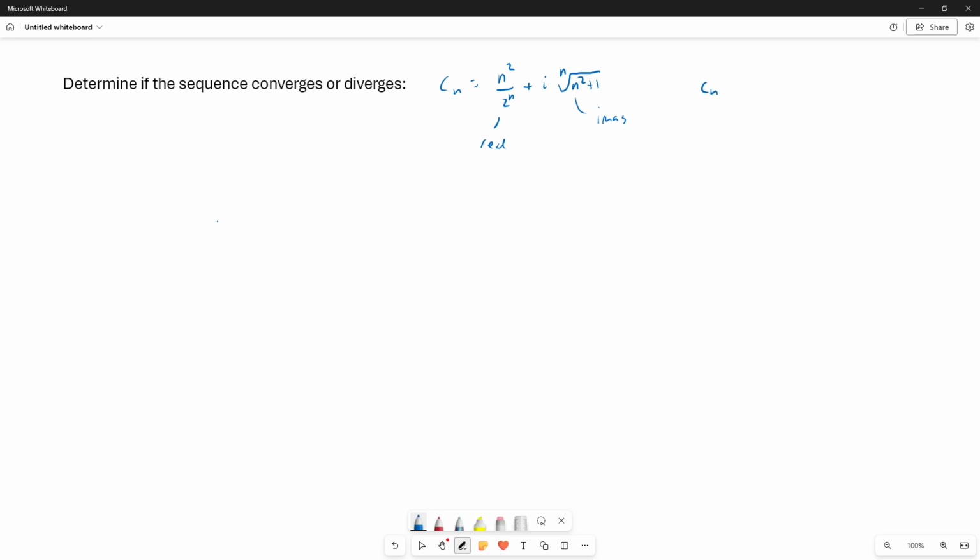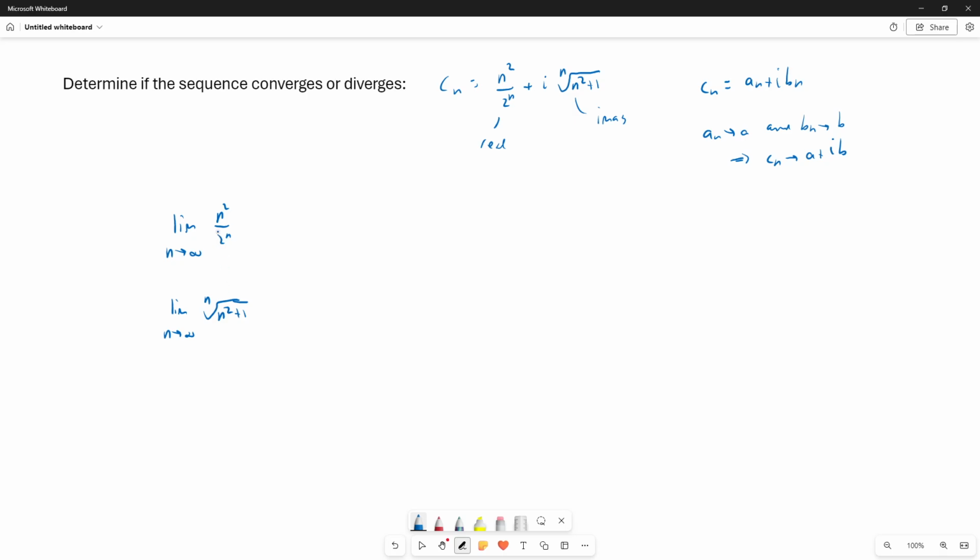We could think of our sequence as being of the form a_n plus i times b_n, where a_n and b_n are real sequences. So if a_n converges to a and b_n converges to b, then that means that c_n will converge to a plus ib. So we're basically going to look at these two real sequences and find their limits. So we want the limit as n goes to infinity of n squared over 2 to the n, and we want the limit as n goes to infinity of the nth root of n squared plus 1.